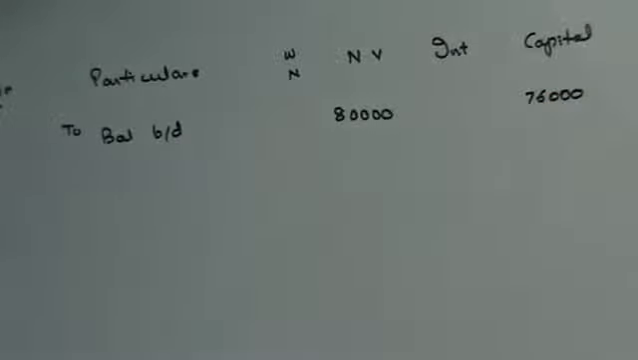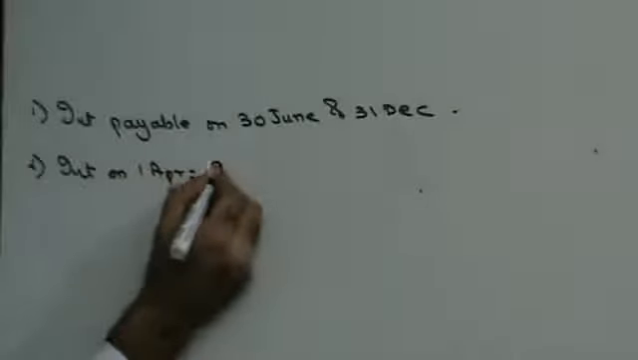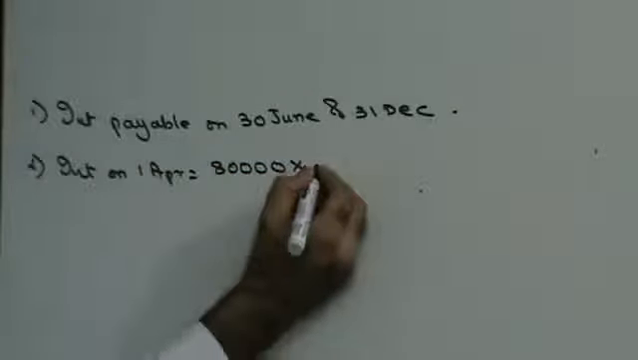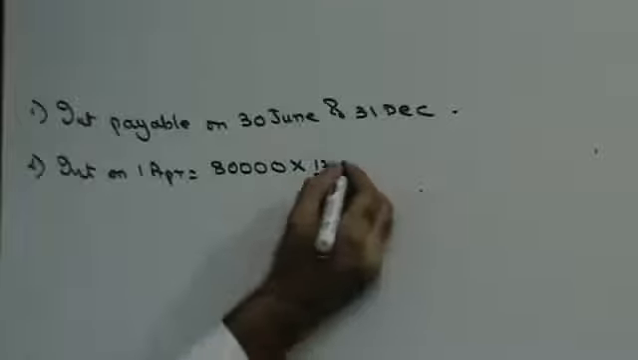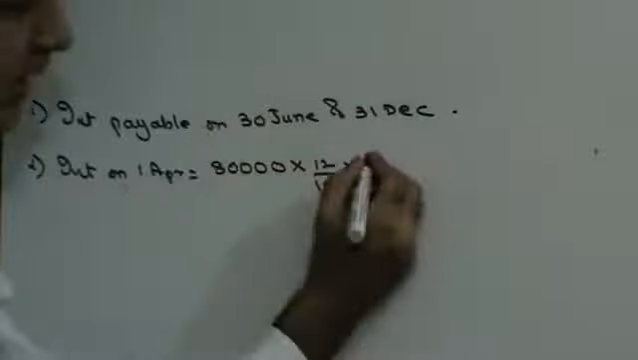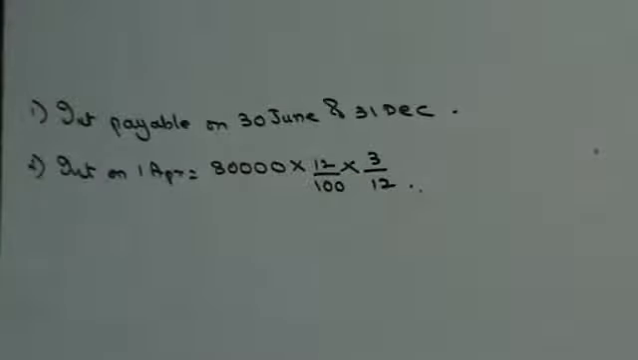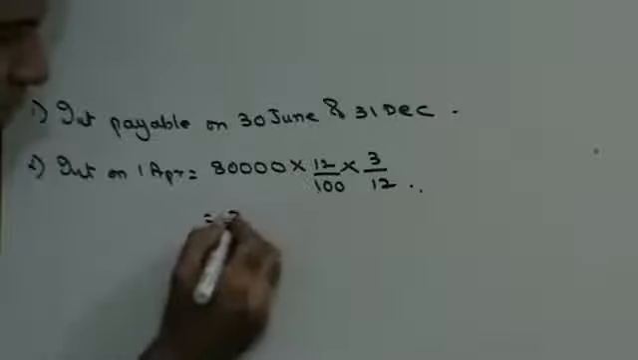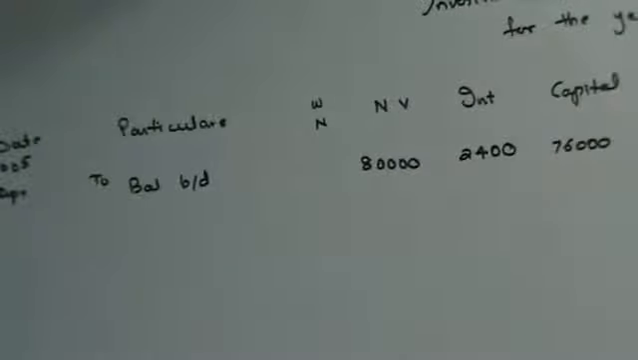Okay, let's calculate the interest. Interest on 1st April: 80,000 is the face value of my debenture. These are 12% debentures and the closest previous date is 31st December. So 3 months. Someone please help me calculate the interest for 3 months, guys. So it's going to be 2,400. Fine, do we get this thing clear?